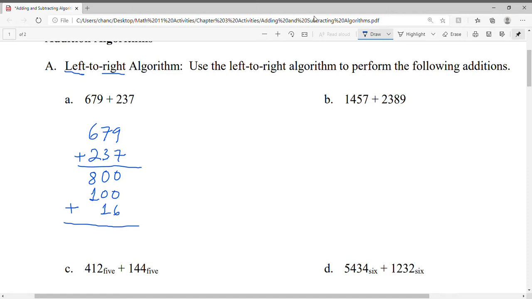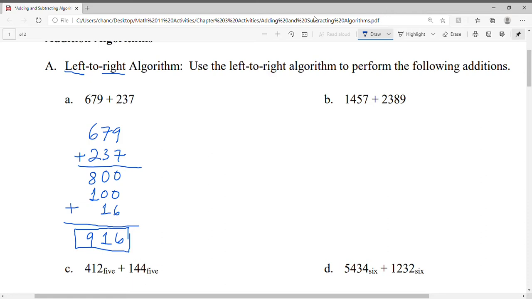0 plus 0 plus 6 is 6. 0 plus 0 plus 1 is 1. 8 plus 1 gives us 9. And so we do get the same solution as adding from right to left.